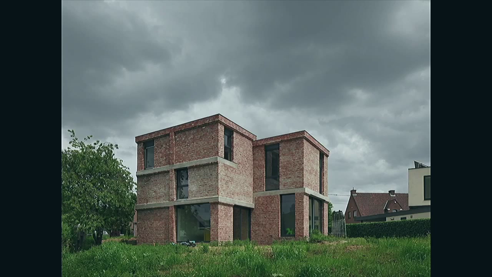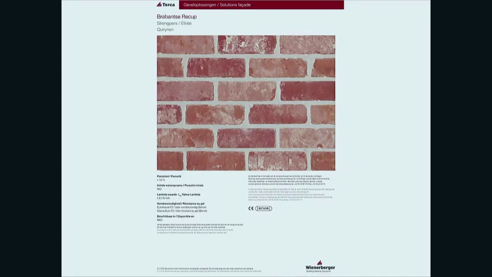This is a project made by Bluff Architecten, also a Flemish architecture office that has been published quite widely, I think. Now, the funny thing is that Wienerberger, the biggest producer of bricks in the world, with several sub-companies in different countries, including in Italy, has identified the fact that the public is gaining interest in reused bricks. And now they brought on the market a brick called Brabantse Recup. So it's faking a reused brick.